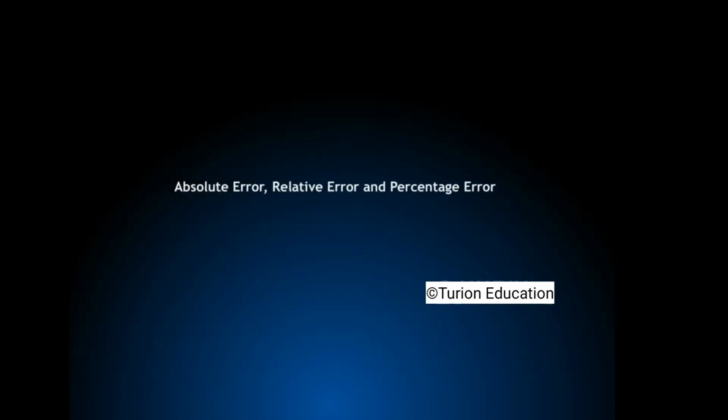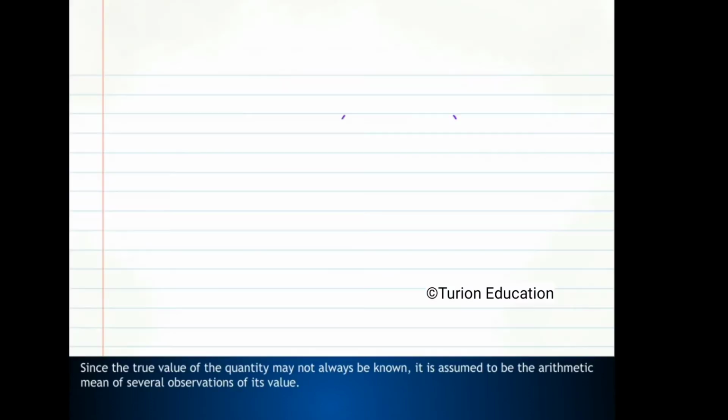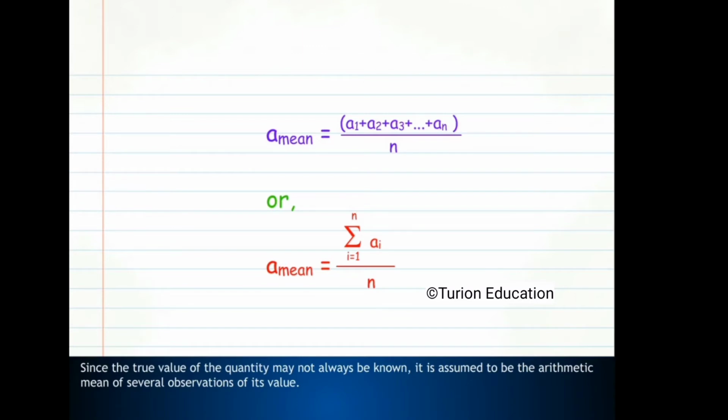Absolute error, relative error, and percentage error. The magnitude of the difference between the true value of the quantity and the individual measurement value is called the absolute error of the measurement. Since the true value of the quantity may not always be known, it is assumed to be the arithmetic mean of several observations of its value.